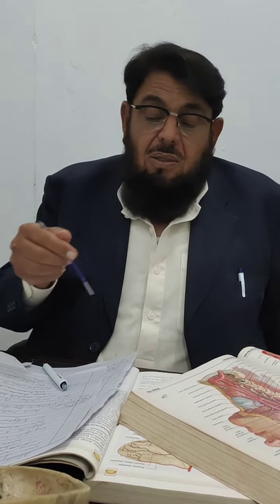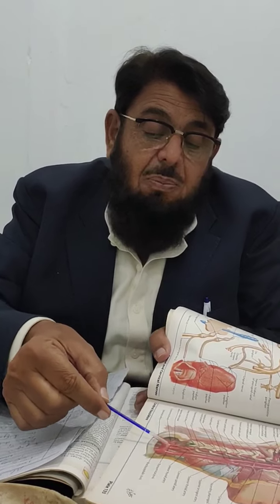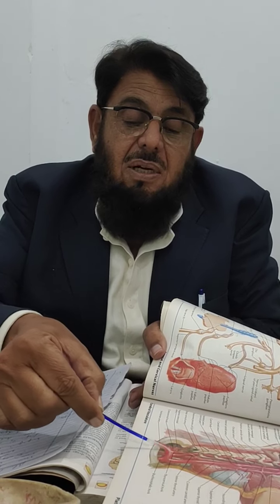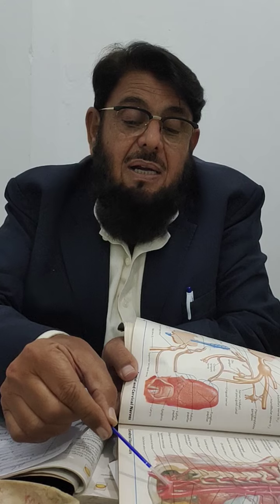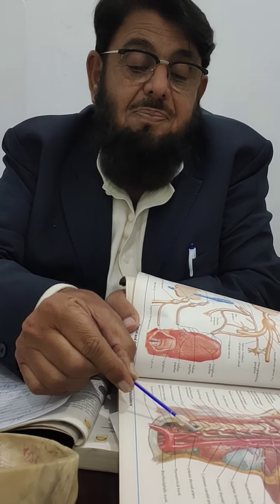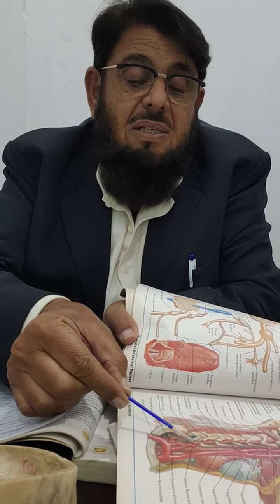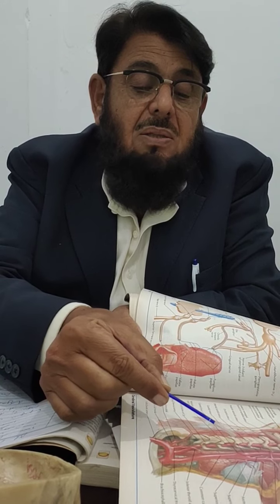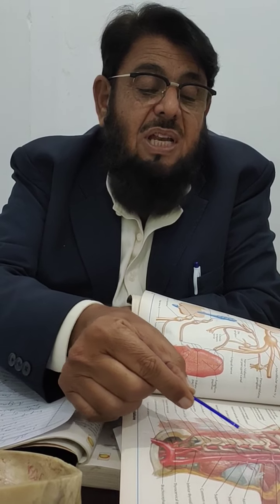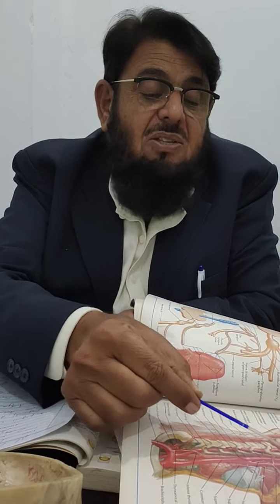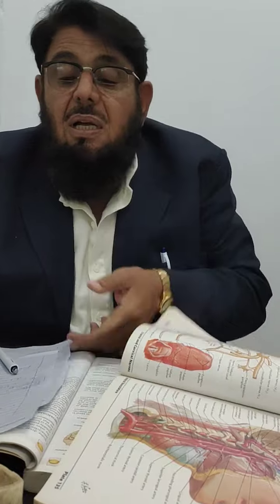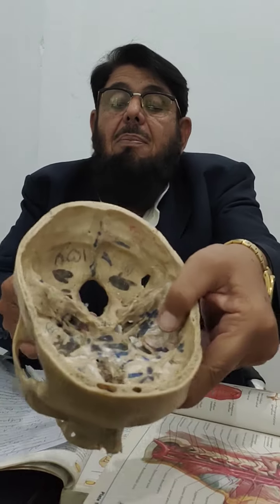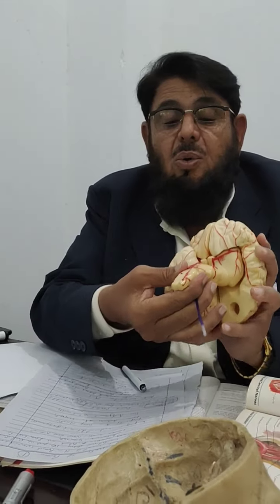While the two vertebral arteries, which are the branches of the subclavian artery, you look at this, the subclavian artery, and this is the vertebral artery. This vertebral artery ascends upward, passes through the foramina transversaria of the upper six cervical vertebrae and then enters into the skull through this foramen magnum. These are two vertebral arteries that you can see over here.